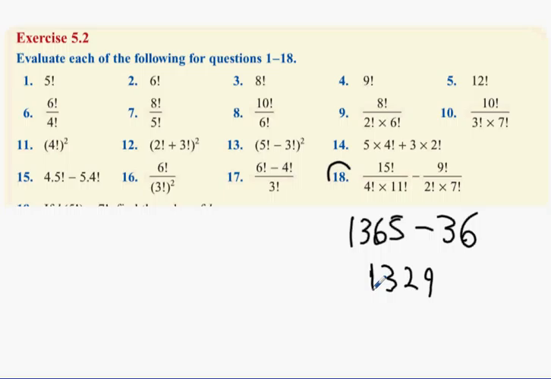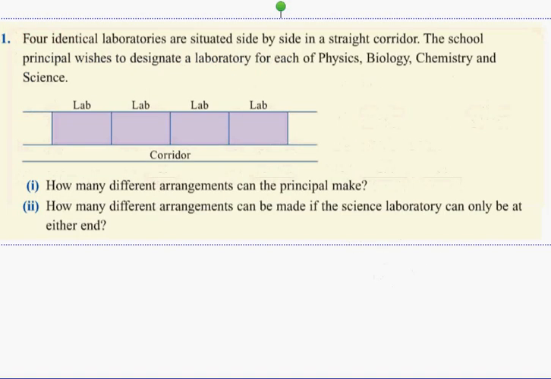No big deal. Okay, now what happens next is they have some written questions. The written questions, these factorial buttons actually come in useful. Okay, so give an example. 4 identical laboratories are situated side by side in a straight corridor. The school principal wishes to designate a lab for physics, biology, chemistry and science. How many arrangements can the principal make?